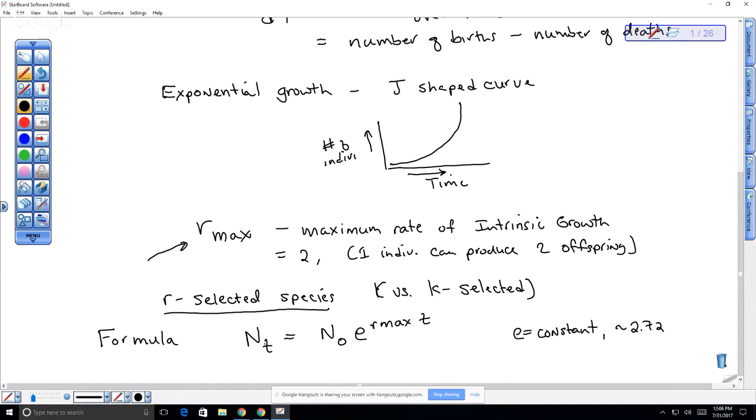And so if you have a fancy calculator, you might notice that you have the ability to calculate e to the x, right? And so this is actually just 2.72 to an exponential value. And so, for example, you could take the R max and the number of years, and that is a function of this e times N sub 0. So, for example, if we started out where we had, we'll go to a different page.